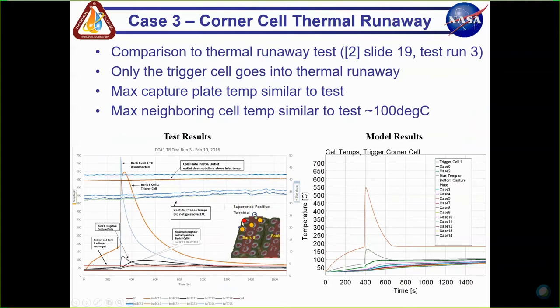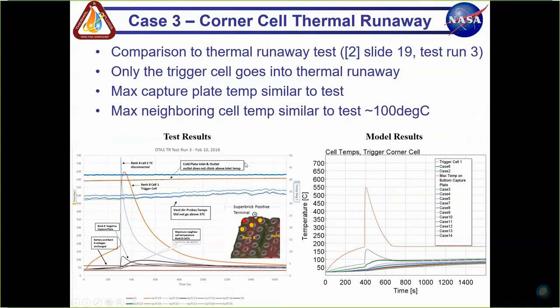Okay, so if we look at the third case here, which is looking at this corner cell going into thermal runaway, here you can see some of the test results that came from that, where the trigger cell in red is highlighted with the temperature in orange. And you can see for the first couple hundred seconds, it's being heated. And then at about 180°C or so, it pops and basically uncorks. And you can see the temperature spikes dramatically. And then it slowly starts to cool down.